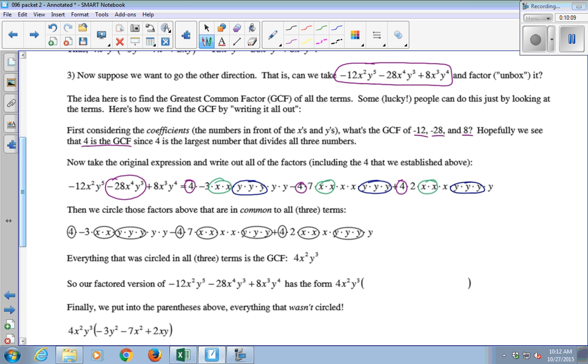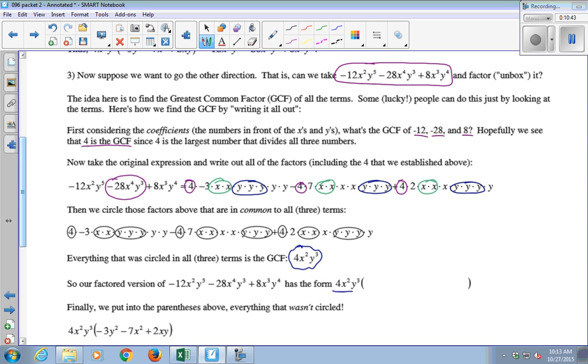So when you put them together, the things that we circled, combine them into a single statement, we have 4x squared y cubed. Okay, x times x was x squared, y times y times y is y cubed. So this is our GCF, 4x squared y cubed. That is the factor that every single term shares, the largest possible factor. So our factored version, 4x squared y cubed, gets written out front of the parentheses.